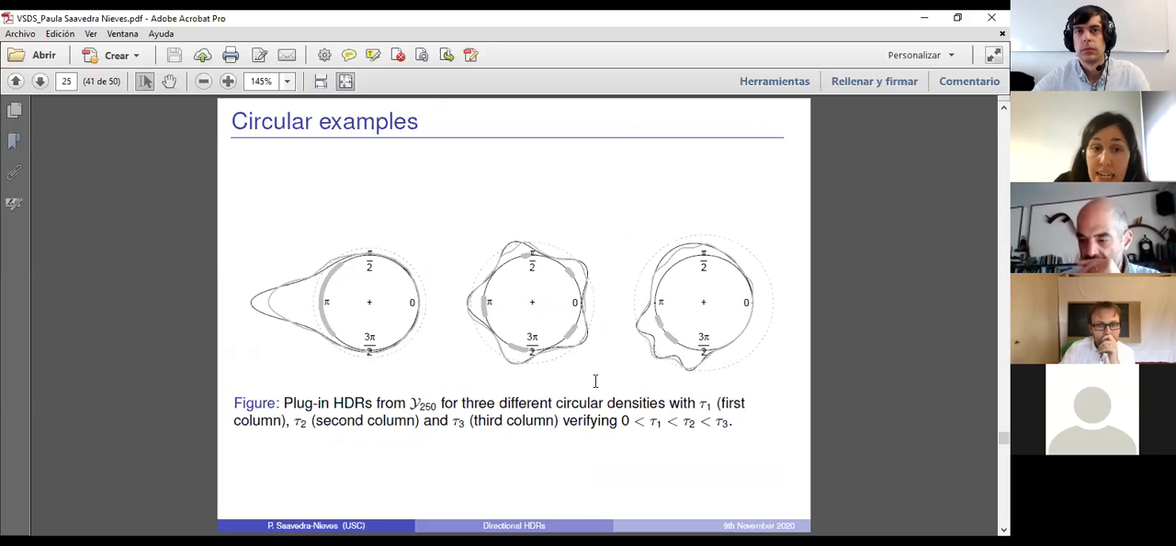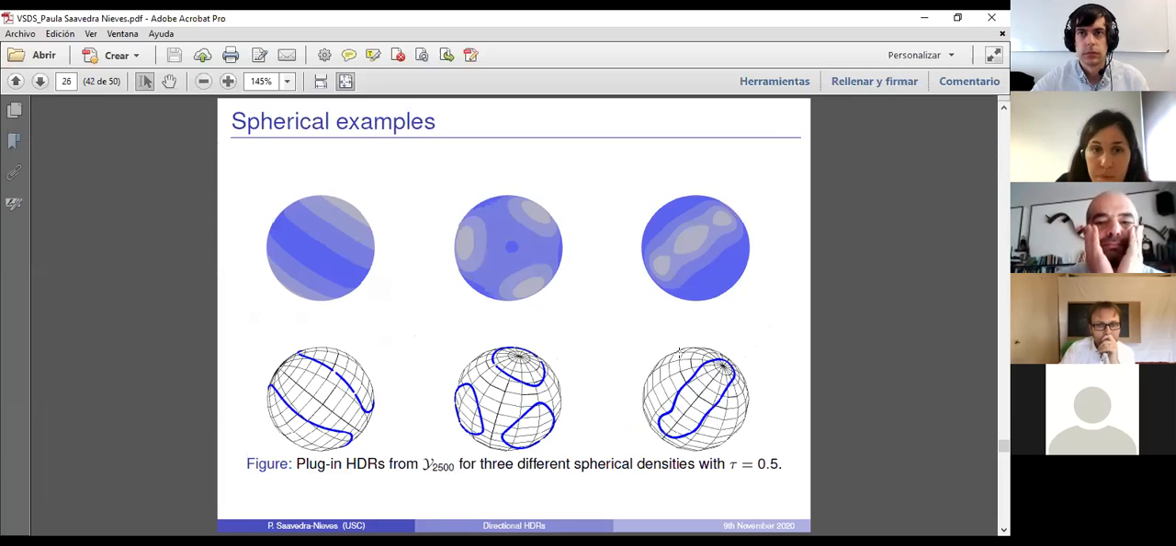As an example, for the previous circular densities, I show you the estimation of highest density regions from a random sample of points of size 250. As you can see in the third model, we are not able to detect this third cluster. Maybe we need a larger sample size to detect it. Additionally, I show you also the estimations for the spherical models, in this case for tau equal to 0.5.